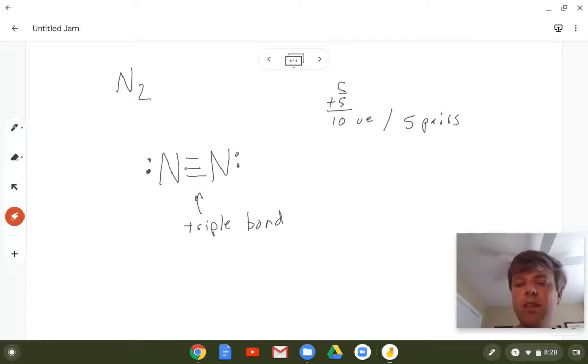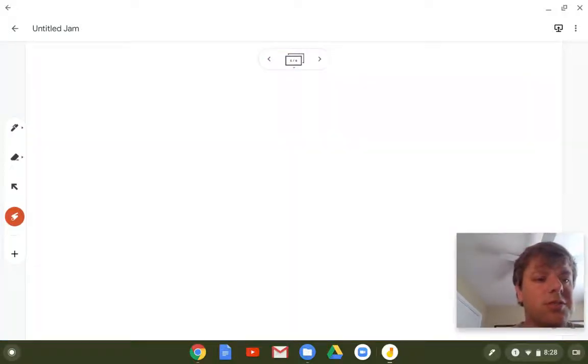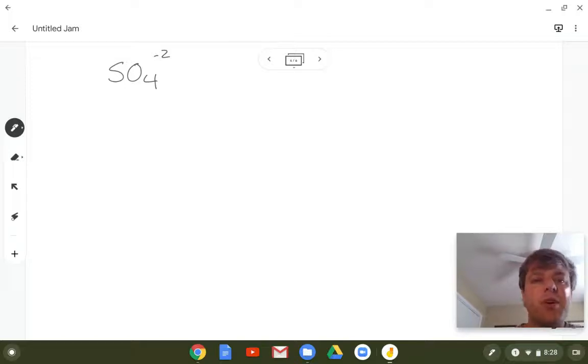I'm going to look at one more example that builds on this and makes things a little bit more complicated. And then I'll turn y'all loose to try a few on your own. So the last thing we're going to consider is sulfate, SO4, with a -2 charge. So we're going to put sulfur in the middle. We're going to put some oxygens around them.